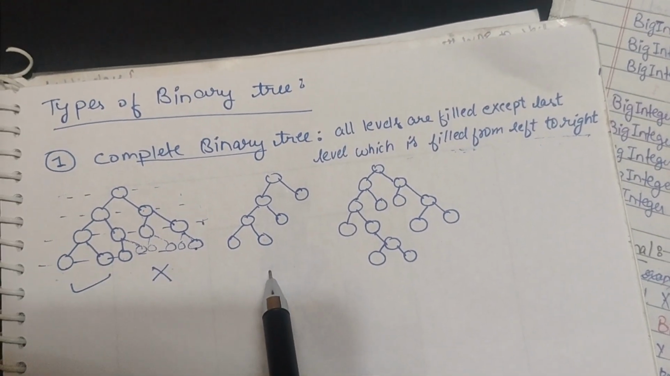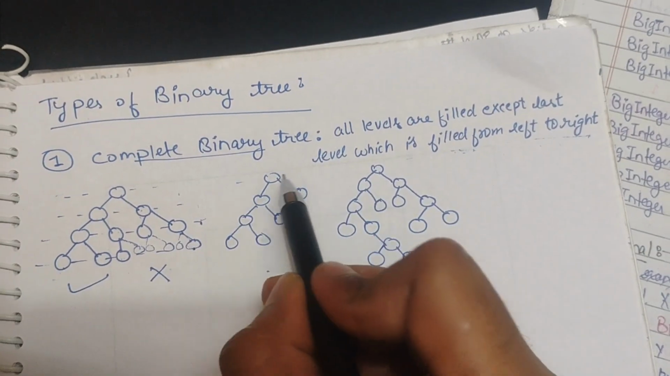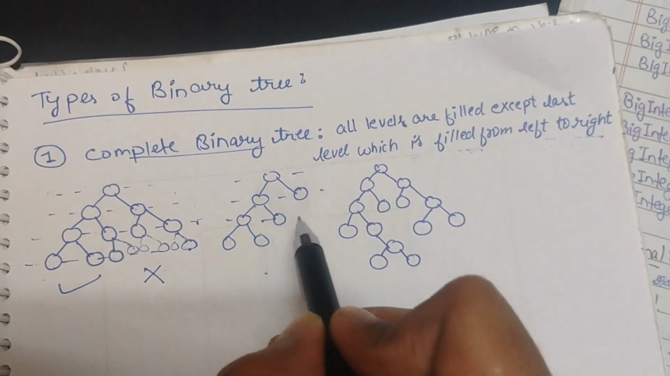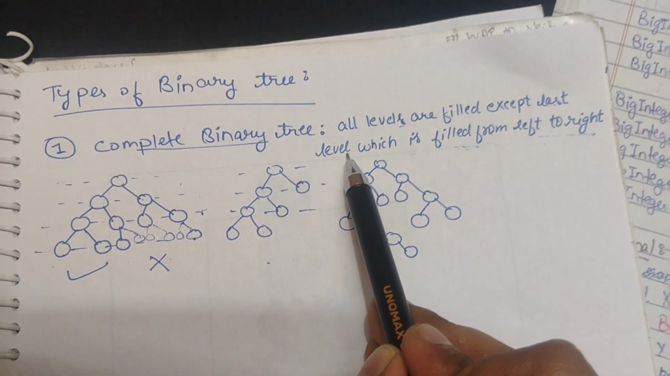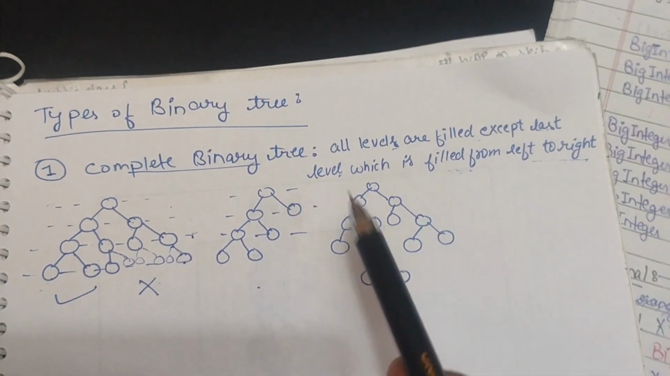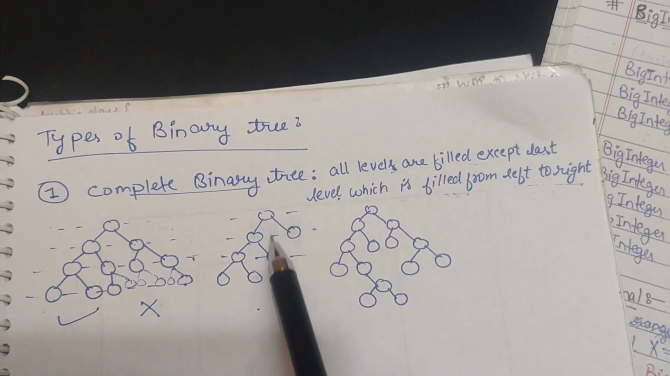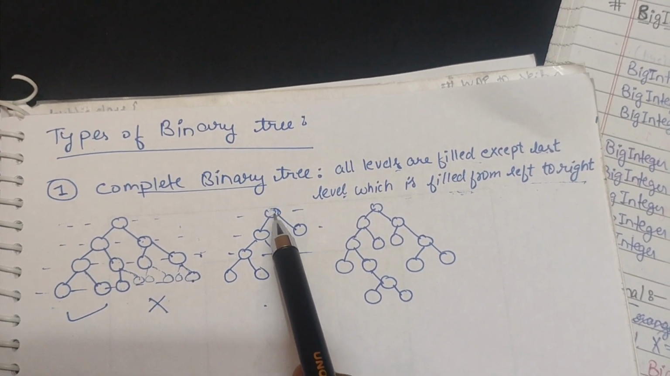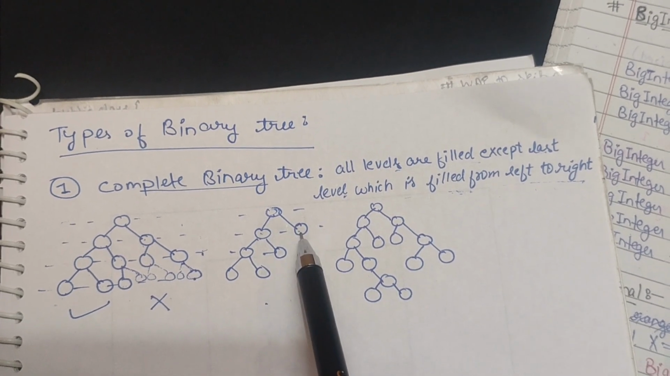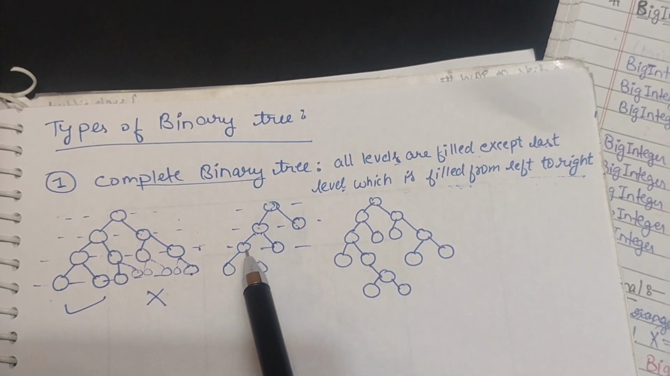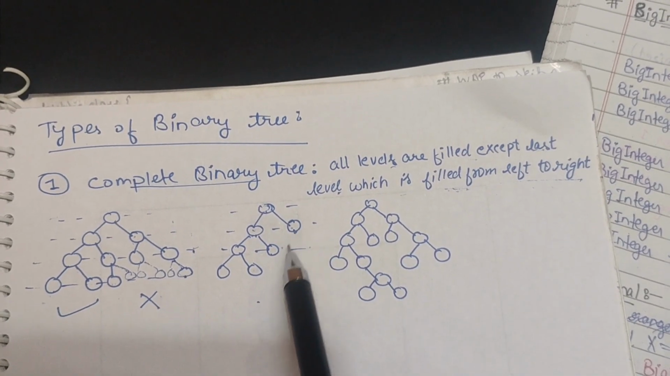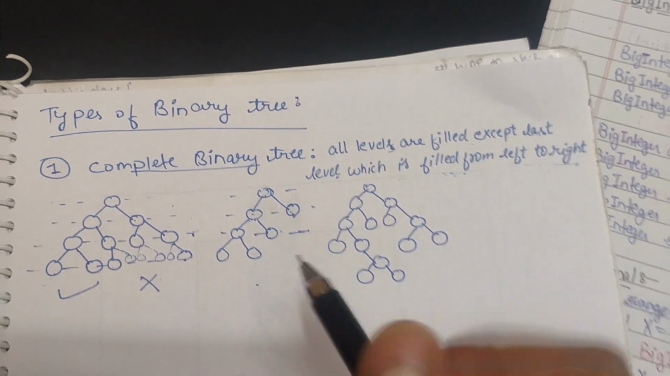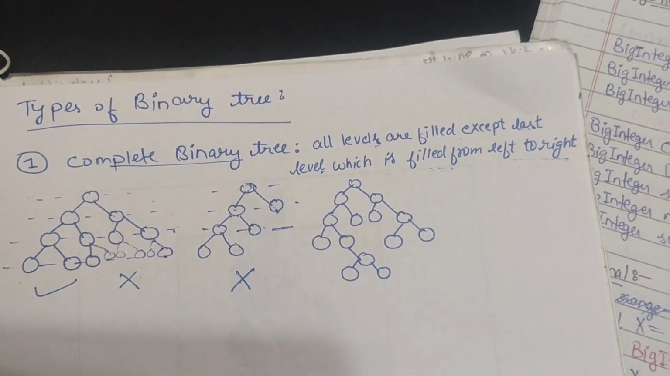Now in the third example, we again segregate the nodes level wise, and first we will see whether all the levels except the last level are filled or not. We can see that this root node should have 2 nodes. It is having 2 nodes. And what about this? It is also having 2 nodes, but this node is not having 2 nodes, and this is not the last level. So no, it is not a complete binary tree.